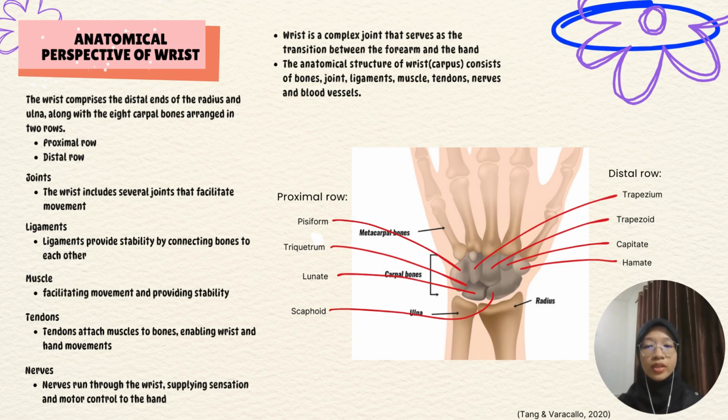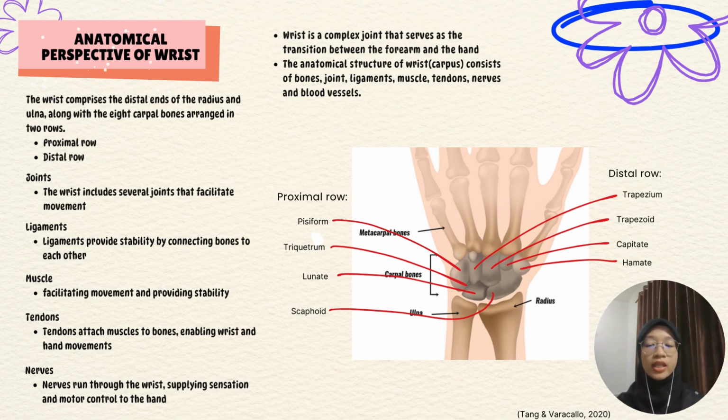and carpal bones. We have 8 carpal bones arranged in 2 rows, which are the proximal row and also the distal row. As we can see in the diagram, the proximal row consists of scaphoid, lunate, triquetrum, and pisiform, while the distal row consists of trapezium, trapezoid, capitate, and hamate. Moving on to joints, the wrist includes several joints that facilitate movement. We have radiocarpal joints, midcarpal joints, intercarpal joints, and also carpometacarpal joints.